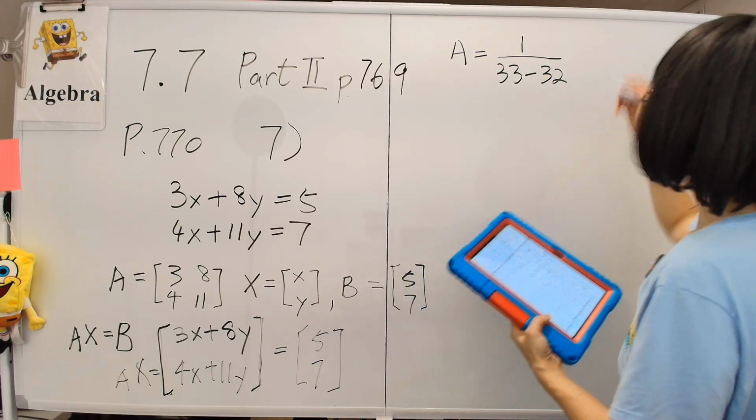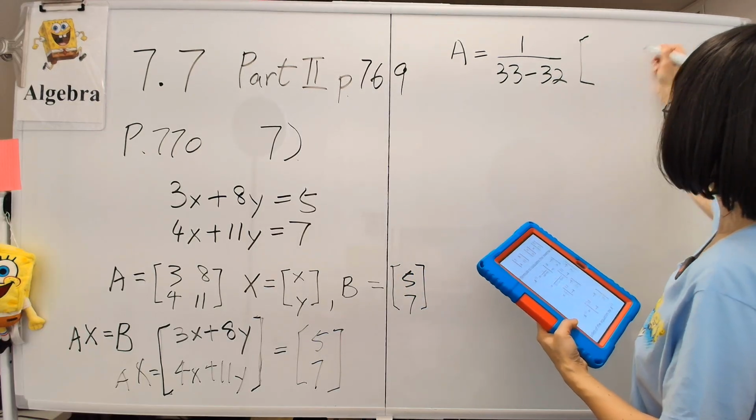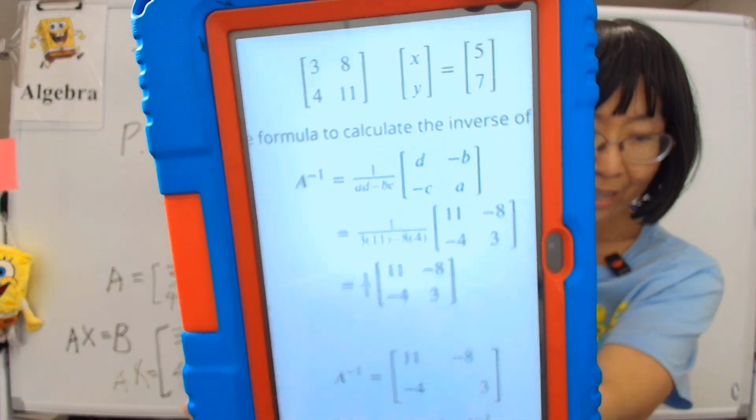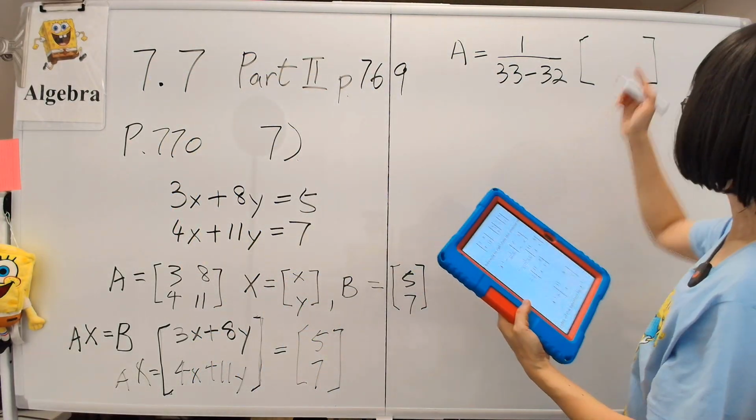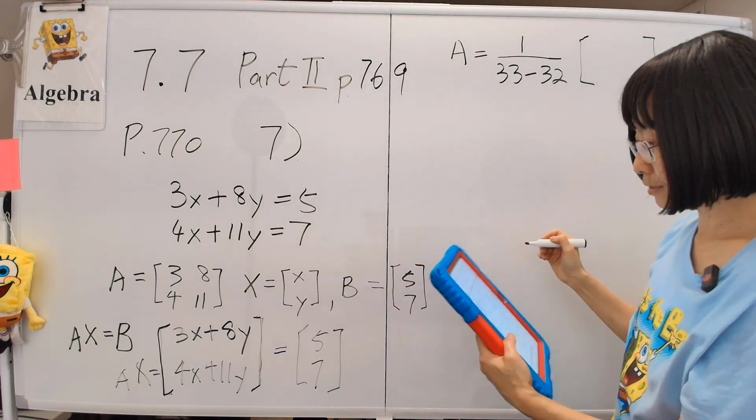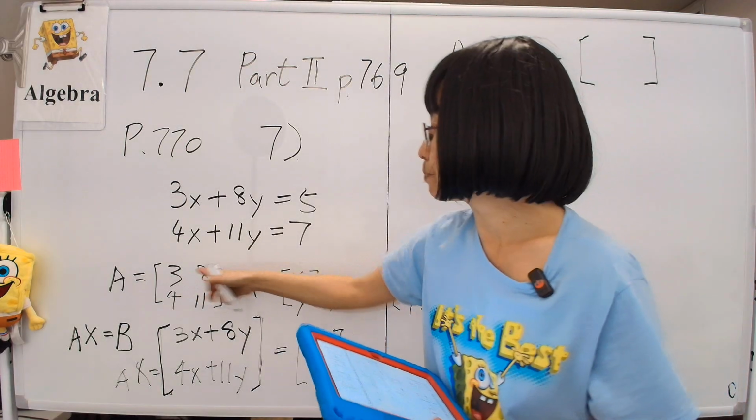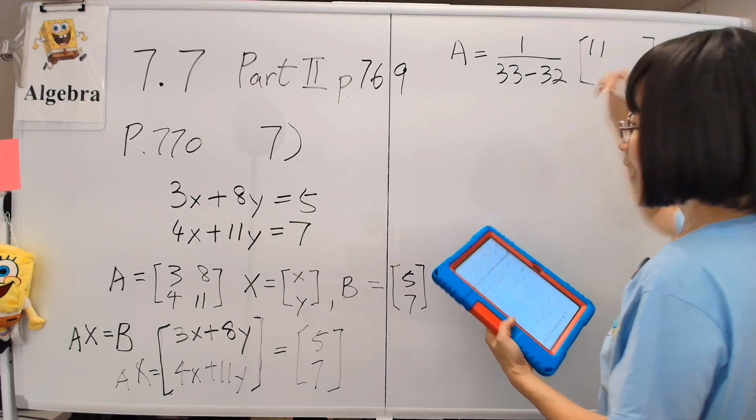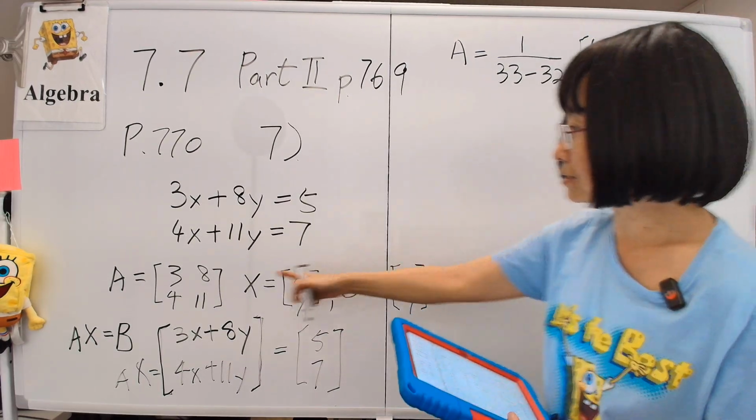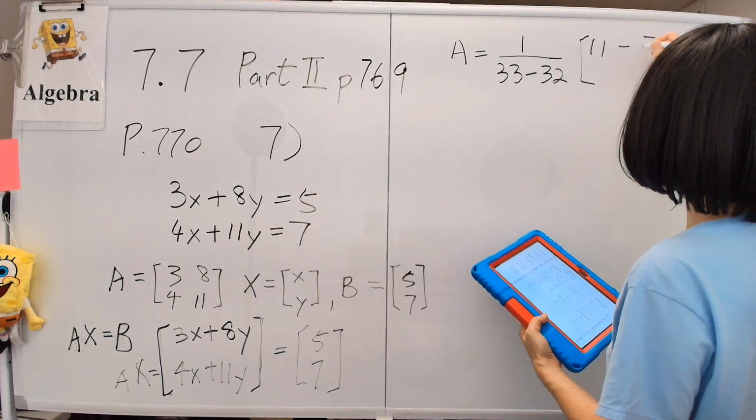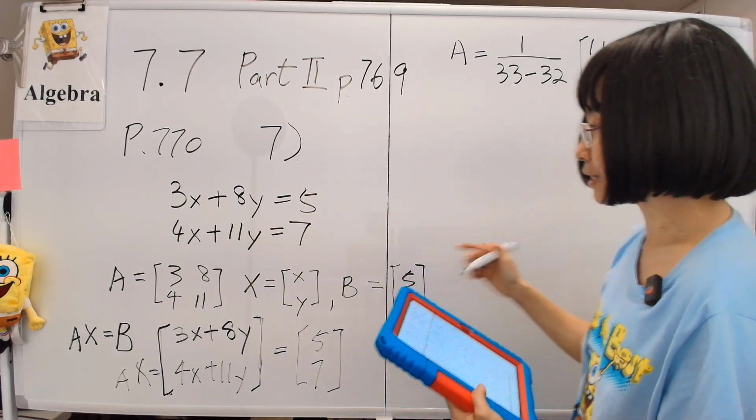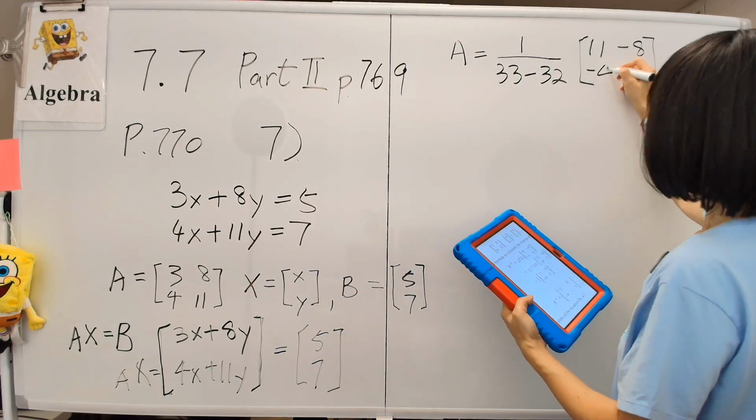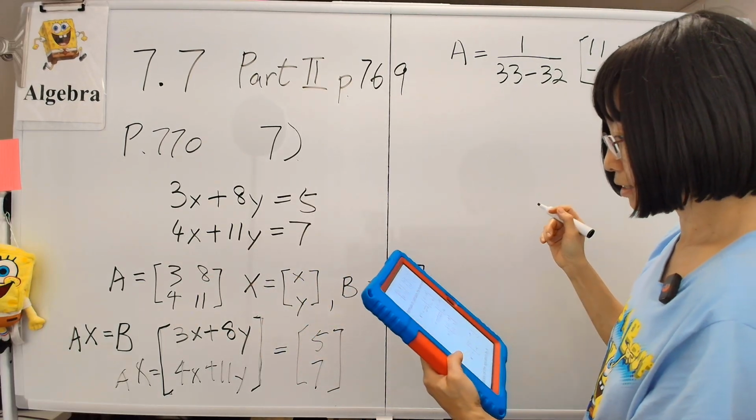All right. And so next we'll write this thing down like it says, follow the formula in the book, which says D minus B. D is what? Let's see. I think it goes A, B, C, D. Okay, so D is 11. And then minus B is minus 8. Minus C, and C is 4, so minus 4. And finally, A is 3.